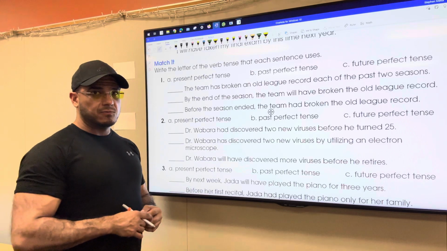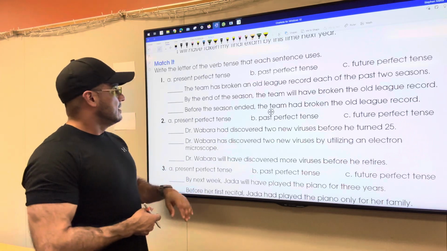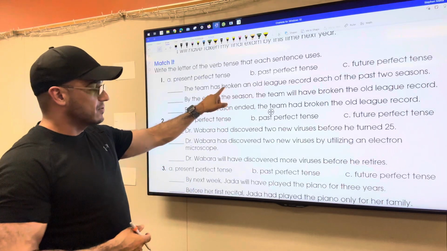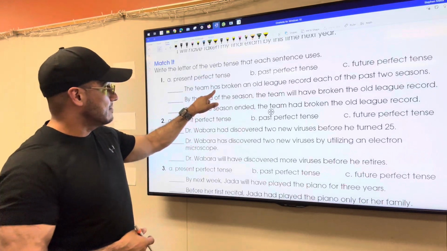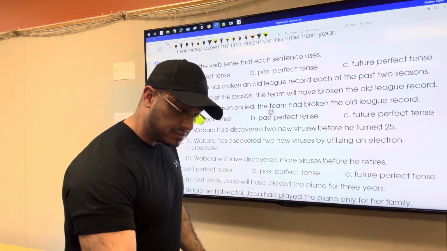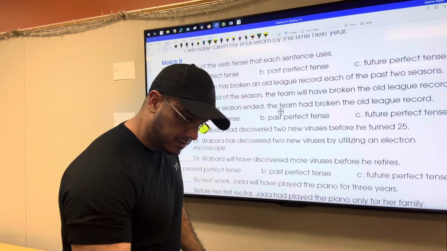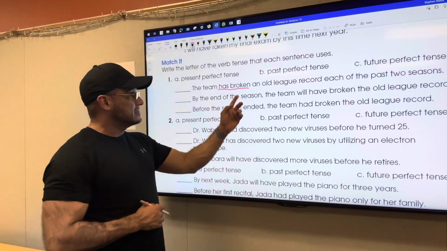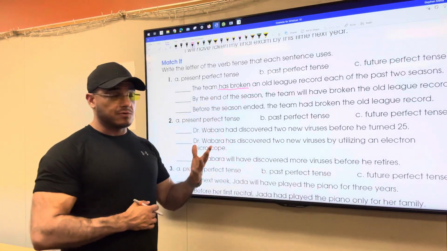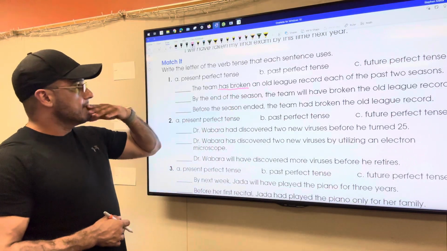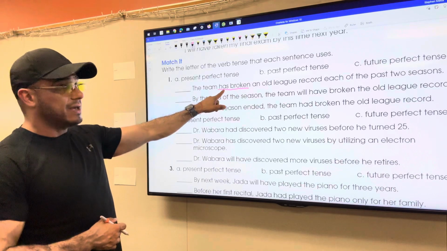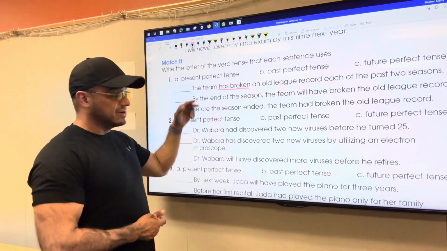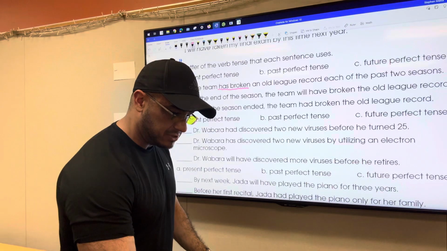For number one, we're just going to jump in as an example. The team has broken. So there's your present tense form of have. So has and its past participle companion, has broken. Don't forget, broken is an irregular verb, so it's not broke, it's broken. If it's present tense of the verb have, I know that it's likely present perfect. So I'm going to label it as such, which is A.